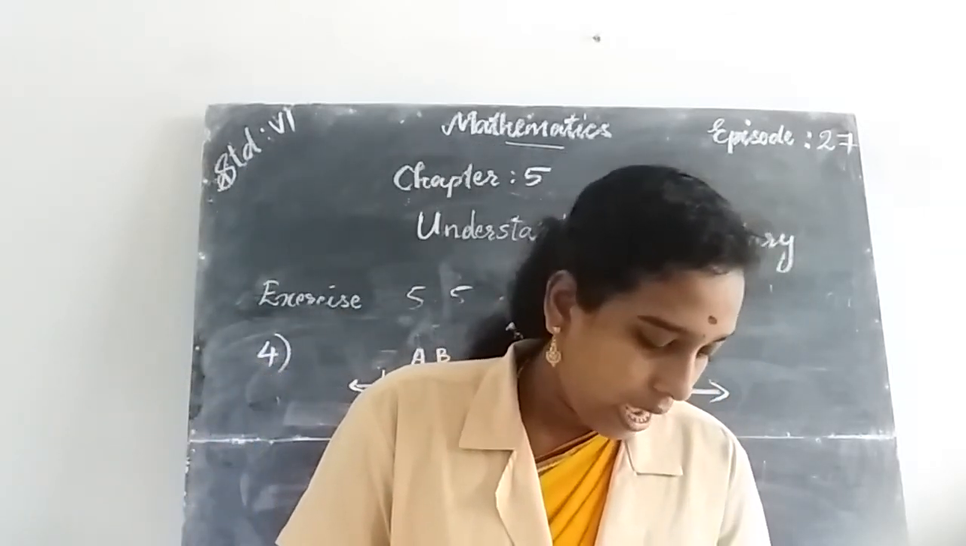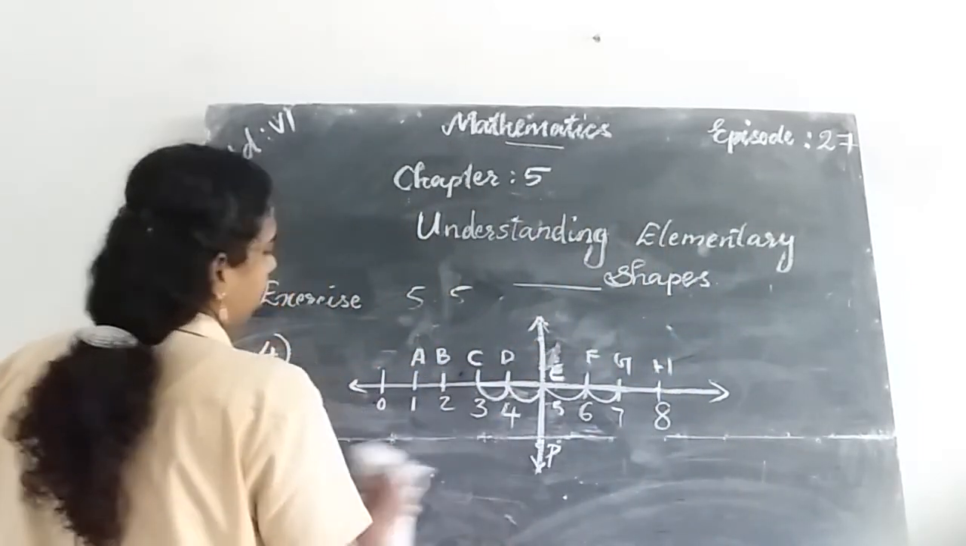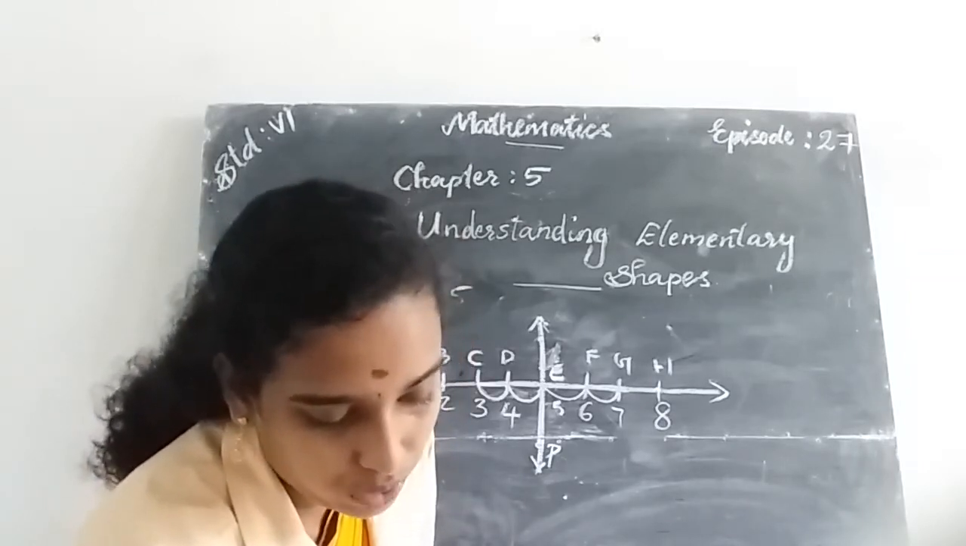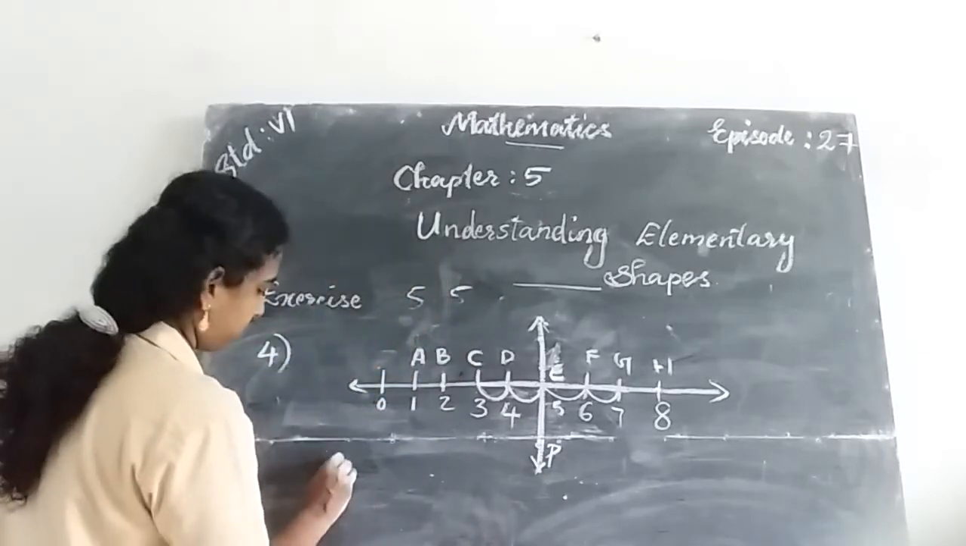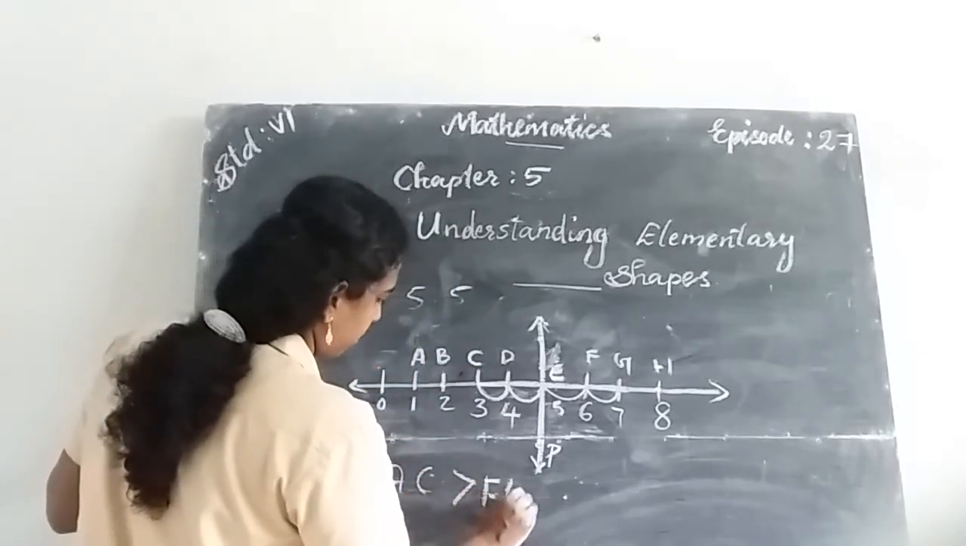Okay. And next question, part D. Are these true? Here some statements are given. You want to find whether the statements given below are true or false. Okay. So the first statement, AC greater than FG.